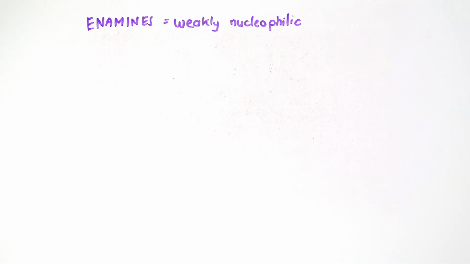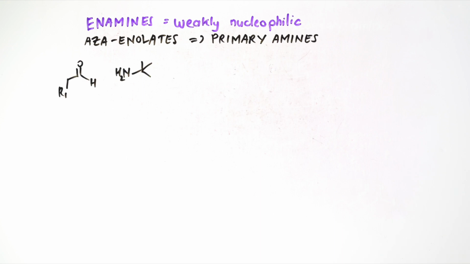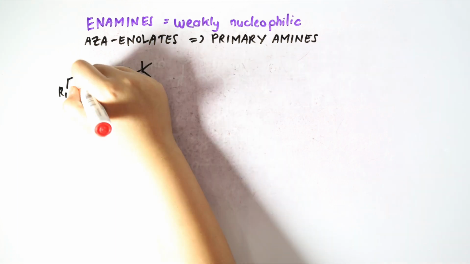While enamines are good enough, they are only weakly nucleophilic, so the electrophile must be reactive. If we need something highly nucleophilic, aza-enolates are the solution. The formation of aza-enolates requires primary amines. For example, here is tert-butylamine reacting with an aldehyde in acidic conditions.